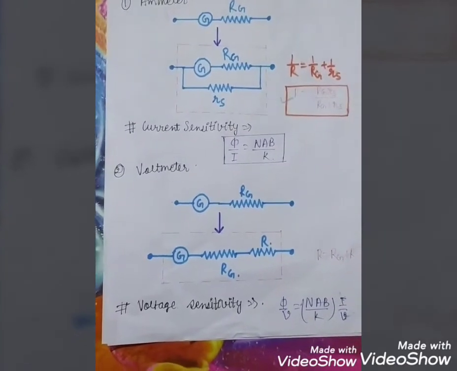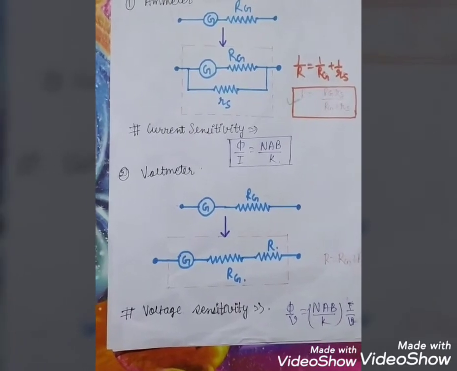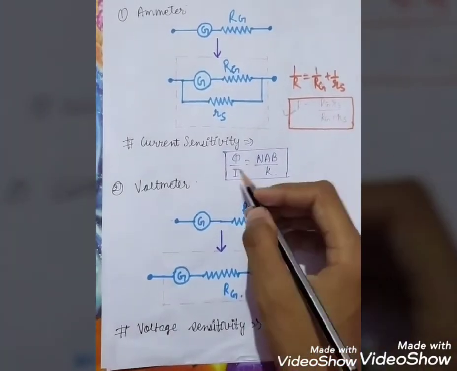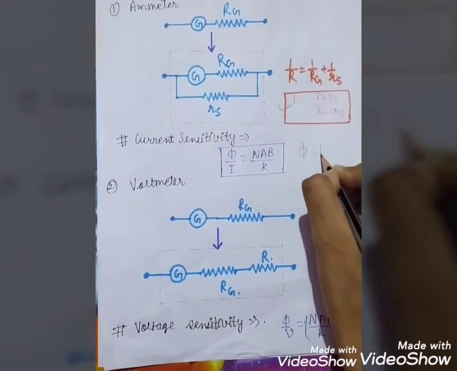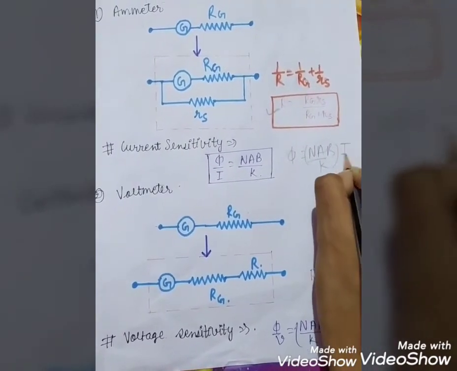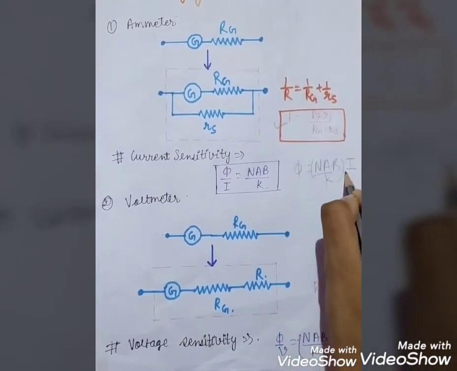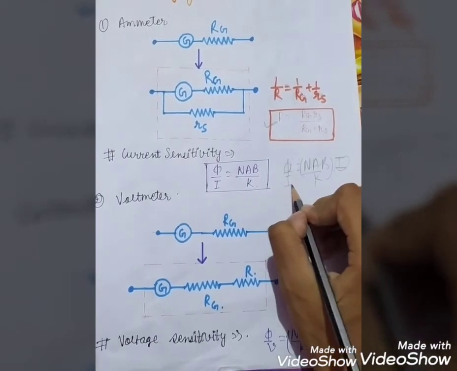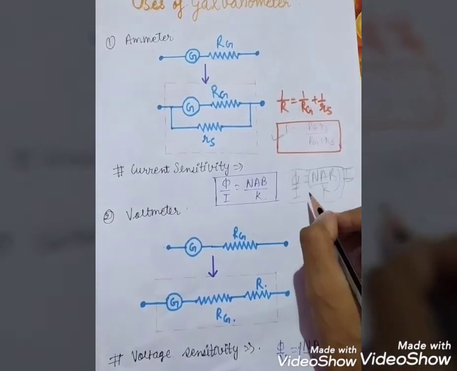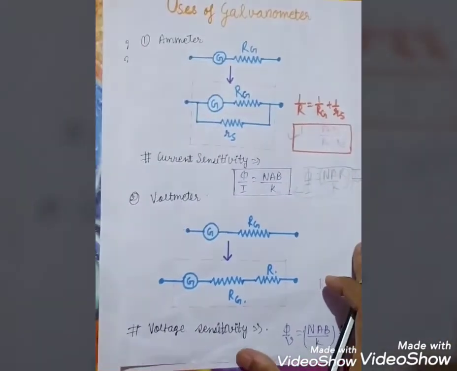Now let us talk about current sensitivity. What is current sensitivity? Current sensitivity is defined as the number of deflections per unit current. As we already know, the deflection was φ is equal to NAB divided by K into I. And now I want the number of deflections per unit current. So I can put the value of current simply here, and I get the value of current sensitivity. This becomes the value of current sensitivity, and it is shown by this bracket. Okay, this was all about current sensitivity.